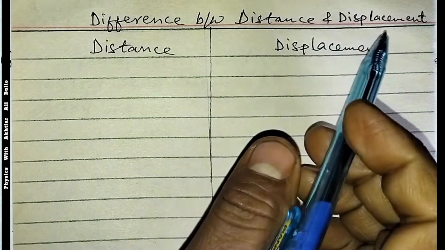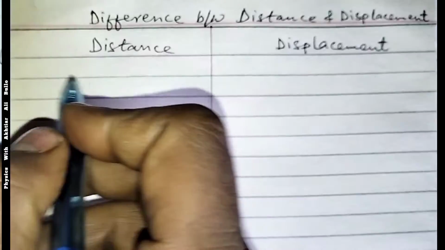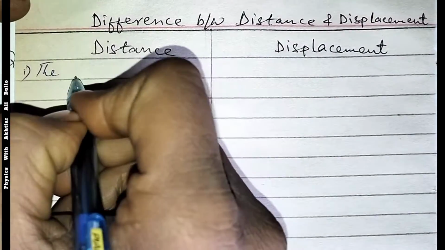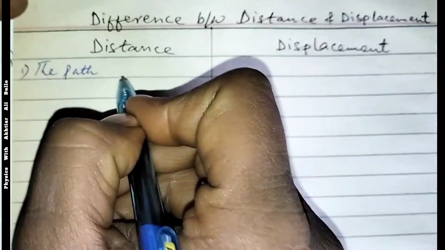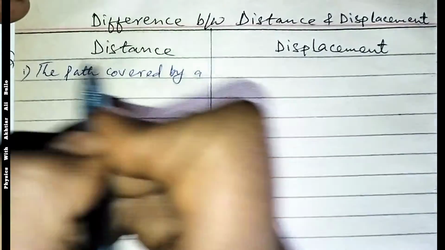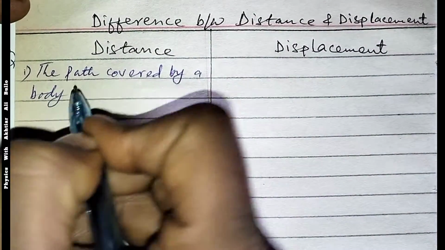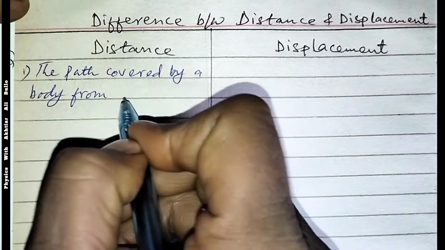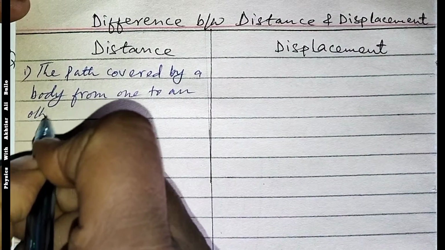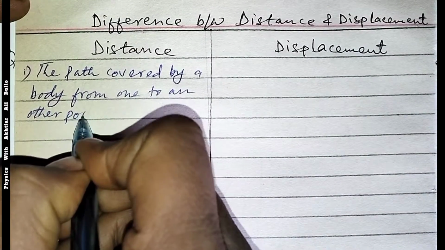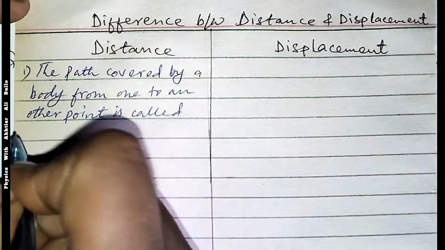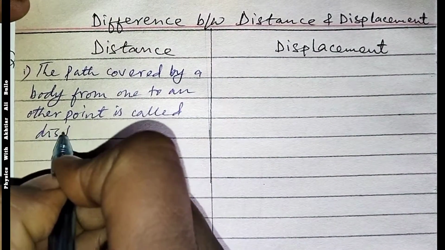Difference between distance and displacement. Distance: the path covered by a body from one to another point is called distance.